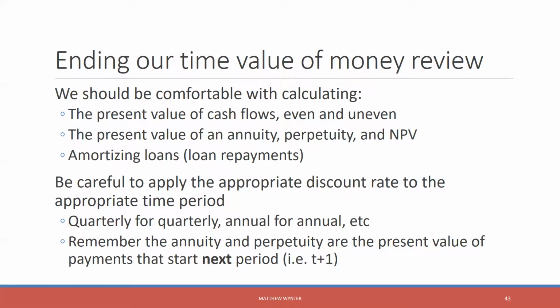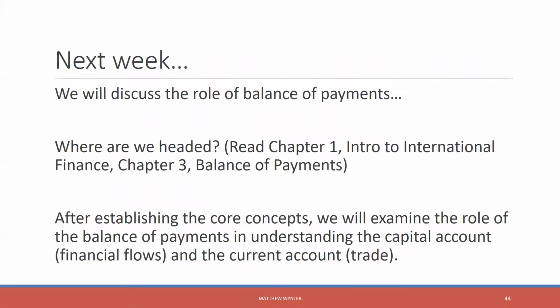Remember, if it's quarterly cash flows, I want to use a quarterly discount rate. If it's semi-annual cash flows, I want to use a semi-annual discount rate. Also remember that the annuity and perpetuity are the present value of payments that start next period. So they always start at T plus one. So in our examples, you always want to note that whenever we're doing annuity, perpetuity, taking our present value, these are for cash flows that happen next period.